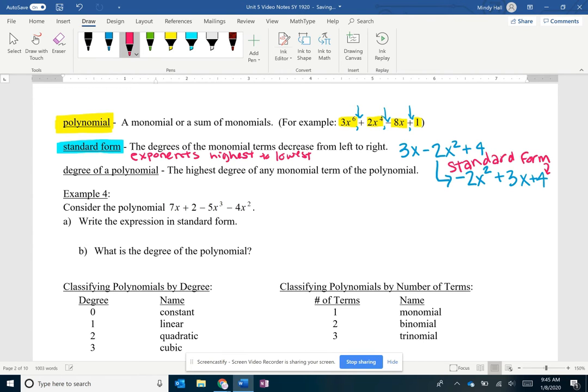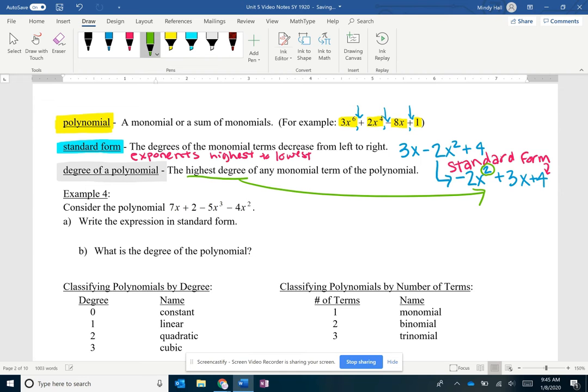All right. So then the degree of a polynomial is your highest degree of any monomial. So when it's in standard form, it's really nice because it's just the first term. So in this case, the highest degree, if we come back to our example, would be a degree of 2 in this case.